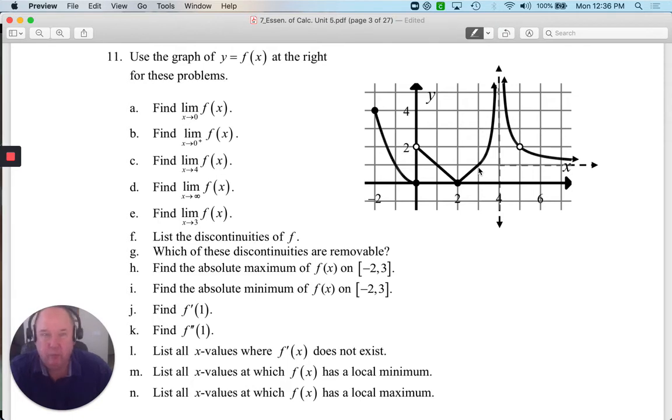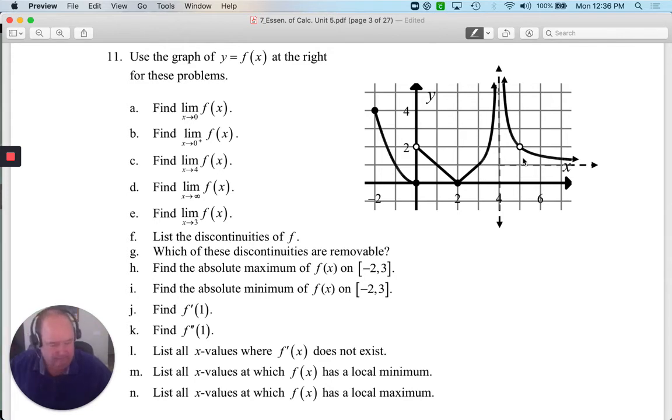At F, it says, where are the discontinuities? So where is there jumps, holes, breaks? So at x equals 0, where else is there discontinuity? At 4 and at 5. So 4 is an asymptote, 5 is a hole. So 0, 4, and 5.